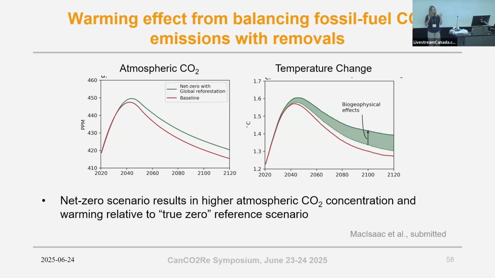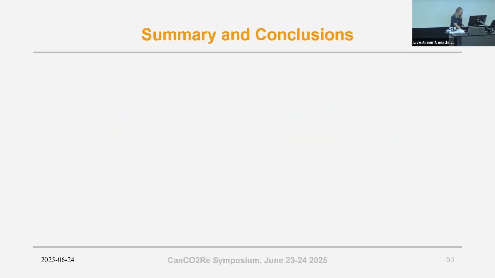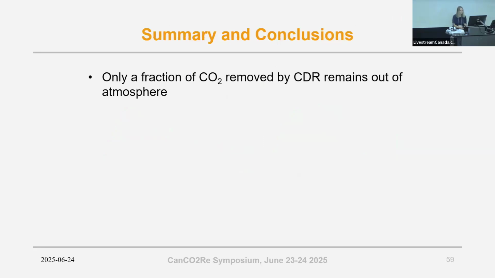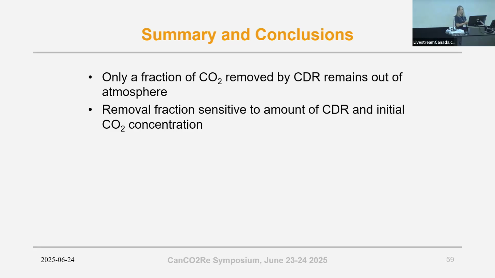That if you compare a net zero scenario with a true zero scenario from an Earth system perspective, you cannot expect them to be equivalent. So then, a very quick summary. Only a fraction of the CO2 that we remove by CDR remains out of the atmosphere. As long as we're in this phase where we offset emissions with removals and we're in a net positive emission state, this doesn't matter, but it becomes important when we transition to net negative emissions.